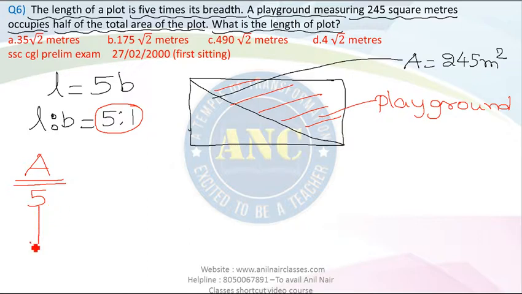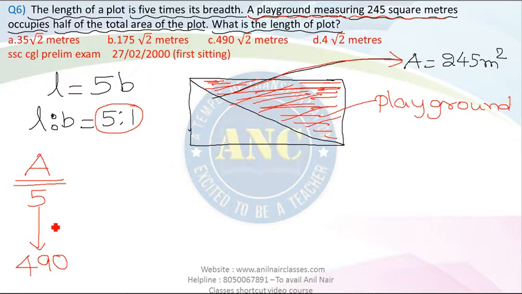But according to the question, it is clearly mentioned here, sir. Probably I made a small mistake at the starting of this problem. A playground measuring 245 square meters: the area 245 is the area of the playground, only the red shaded portion. But it is exactly half of the total. So the total area of this rectangular plot is 245 plus 245, which is 490. According to the ratio it is 5, according to the question it is 490. 5 should become 490, so the multiplying factor is 98.